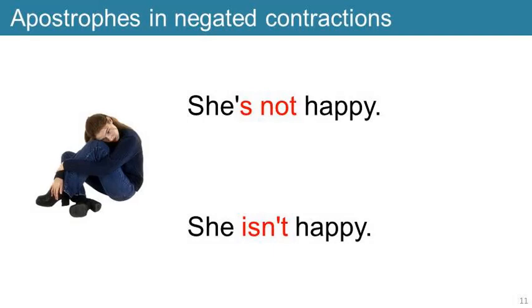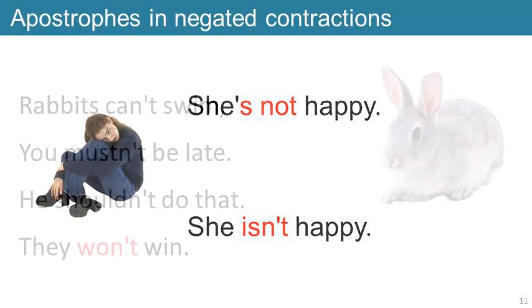In some, but not all negated contractions, there are 2 contraction possibilities. Firstly, joining the pronoun and the verb with an apostrophe, as in she's not happy, or secondly, joining the verb and its negator not, as in she isn't happy.